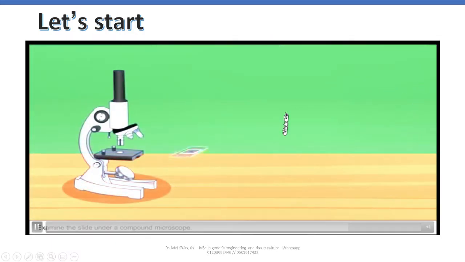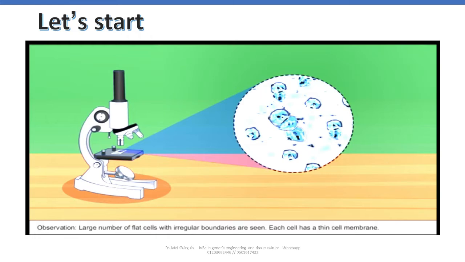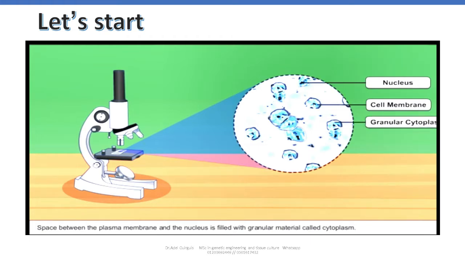Examine the slide under a compound microscope. Observation: A large number of flat cells with irregular boundaries are seen. Each cell has a thin cell membrane. A distinct, deeply stained nucleus is seen in each cell. The space between the plasma membrane and the nucleus is filled with granular material called cytoplasm. There are no intercellular spaces between the cells. No cell wall is visible.